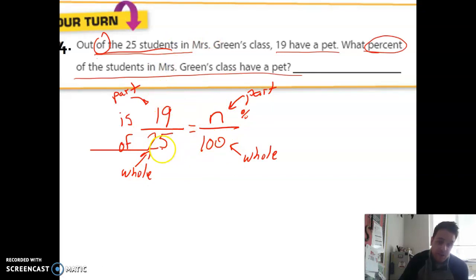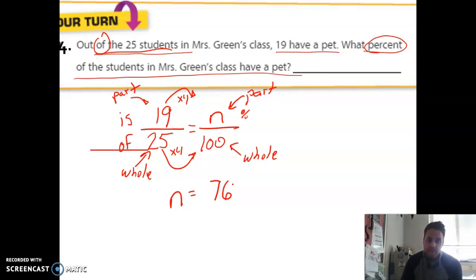We're just going to cross multiply, or however you want to do this. I personally, you might say, hey, 25 times 4 is 100, and do 19 times 4. You might cross multiply, get 1900 equals 25n, and find it that way. In this case, I'm going to do 19 times 4. And I get n equals 76. So what percent of students? Well, the n is going to be 76 over 100. That means it's 76%.